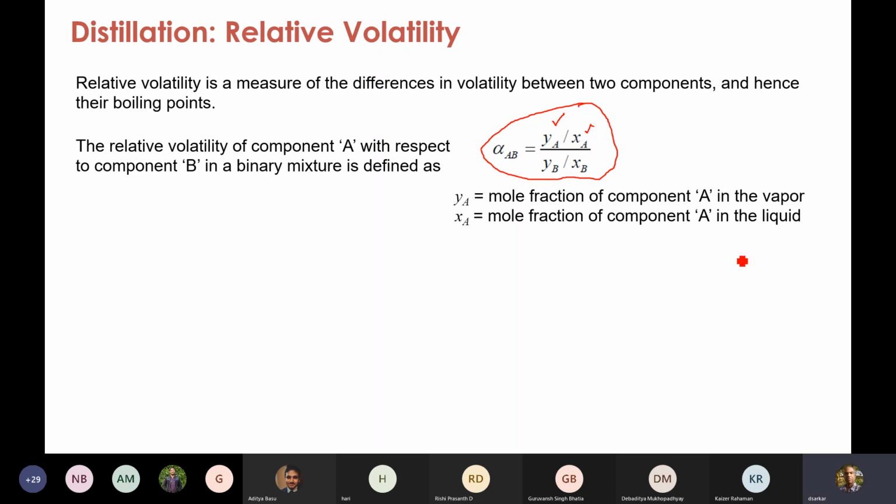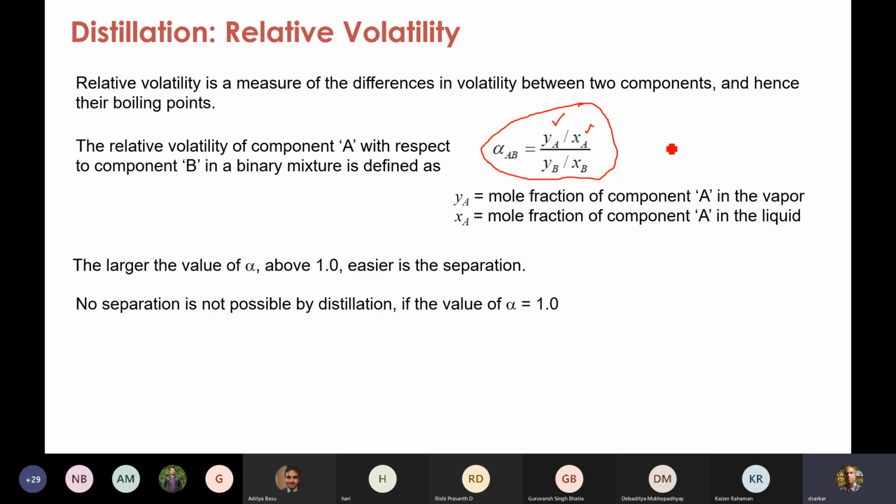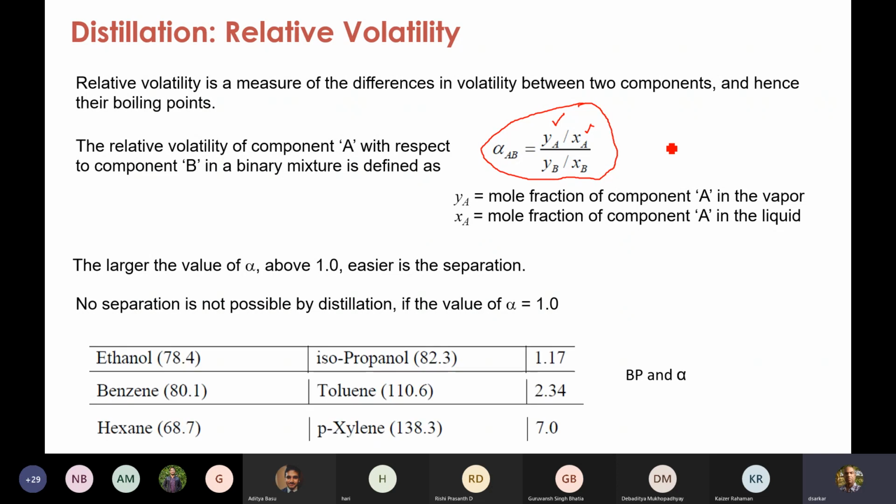XA is the mole fraction of component A in the liquid and XB is the mole fraction of component B in the liquid. This value of the relative volatility is an indication of the ease of separation. If the relative volatility value is much greater than 1, the distillation will be easier. For distillation to be feasible, it must be greater than 1, and the higher the value, the easier the separation.